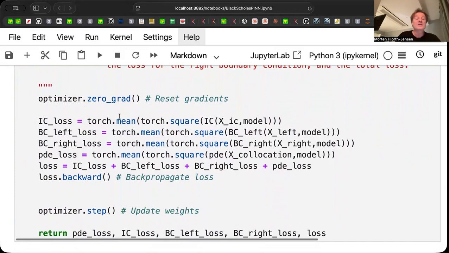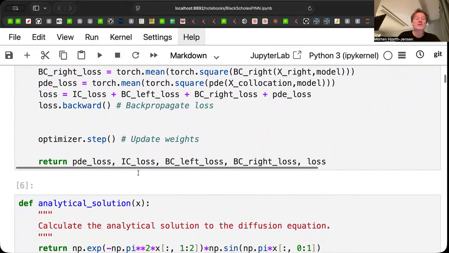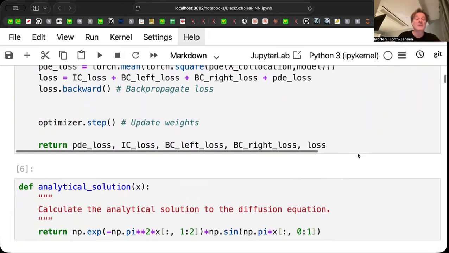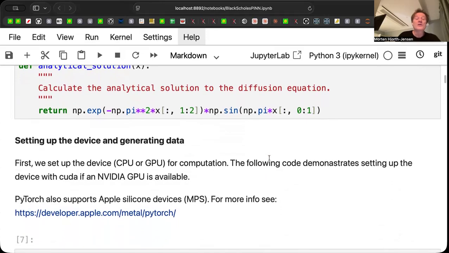So we reset gradients, we set up the different contributions to the cost function. So we have the total function here, and then we backpropagate. We have the optimizer step, where we update the weights. And this simply returns these different functions at the end. So we have the analytical solution, which is set up here. And when you're running this, you can also define whether you want to run on CPUs or GPUs. My laptop doesn't have GPUs on it, so this is just running on CPUs.